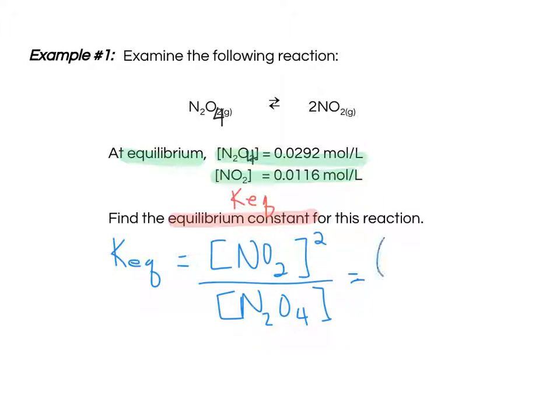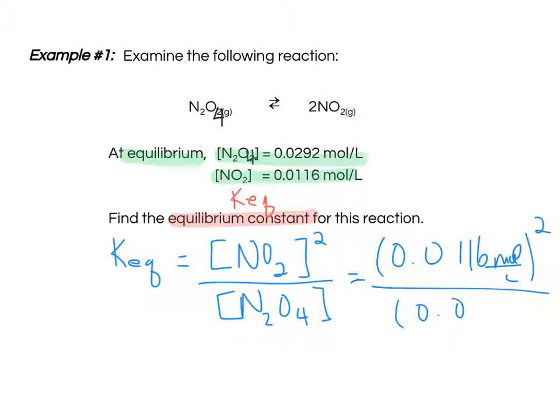And I'm going to go ahead and do that. So 0.0116 moles per liter squared divided by 0.0292 moles per liter. And I'm going to suggest to you that you don't skip this step here of writing out the equilibrium law. I've seen many students make mistakes by simply going from their K equilibrium to substituting directly, and that's where you can make some mistakes.